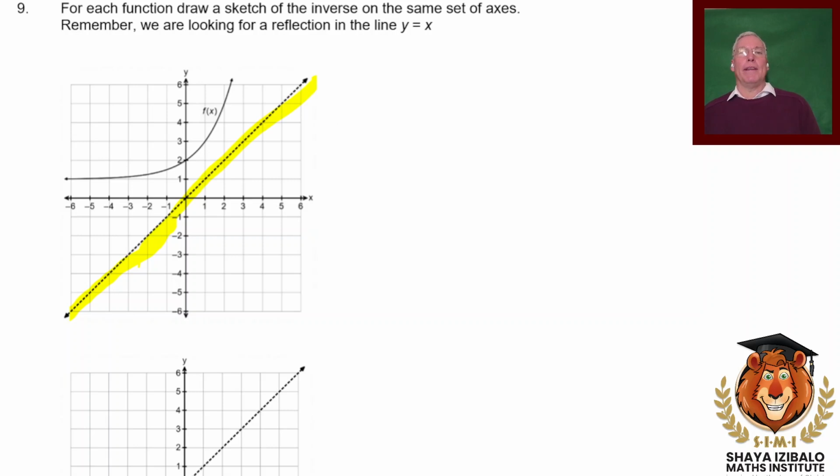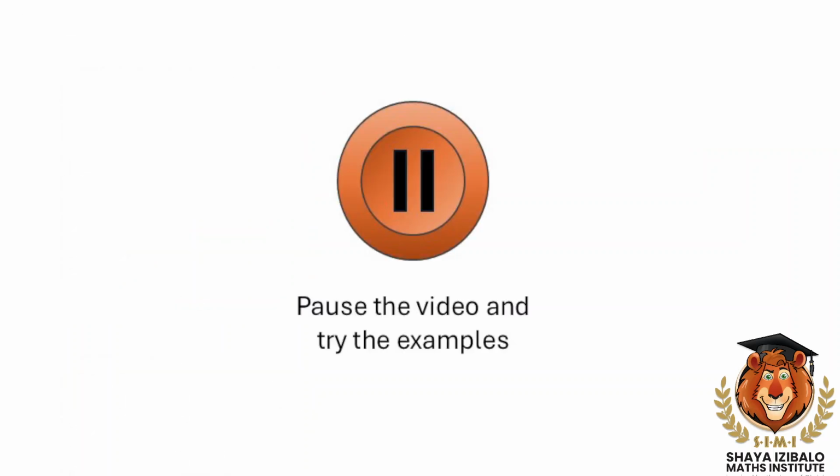Remember, what's going to happen is that any point that's on here is going to swap around. So get the coordinates of some points and then swap them around. Pause the video and have a go, and then we will check just now.